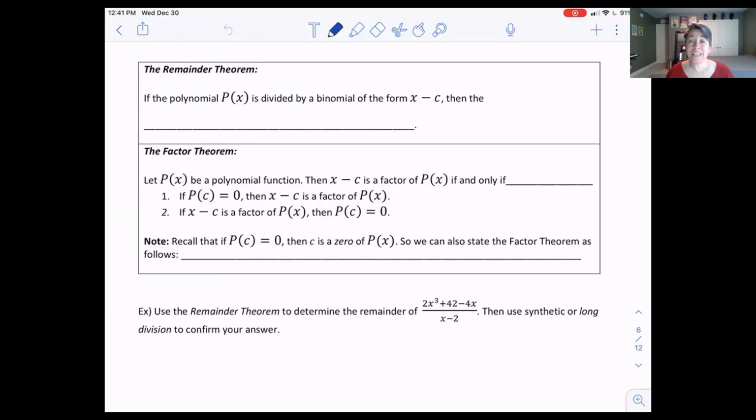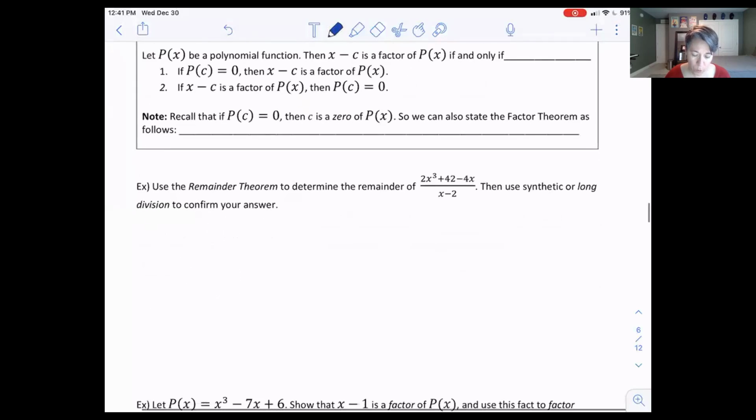What this says is that if we have a polynomial, p of x, and it's divided by a polynomial of the form x minus c, in other words, that x has a 1 coefficient and a 1 exponent, then the remainder is the value we get when we plug in c into the function. For example, let's skip the factor theorem for a second. Let's go down to example 1.